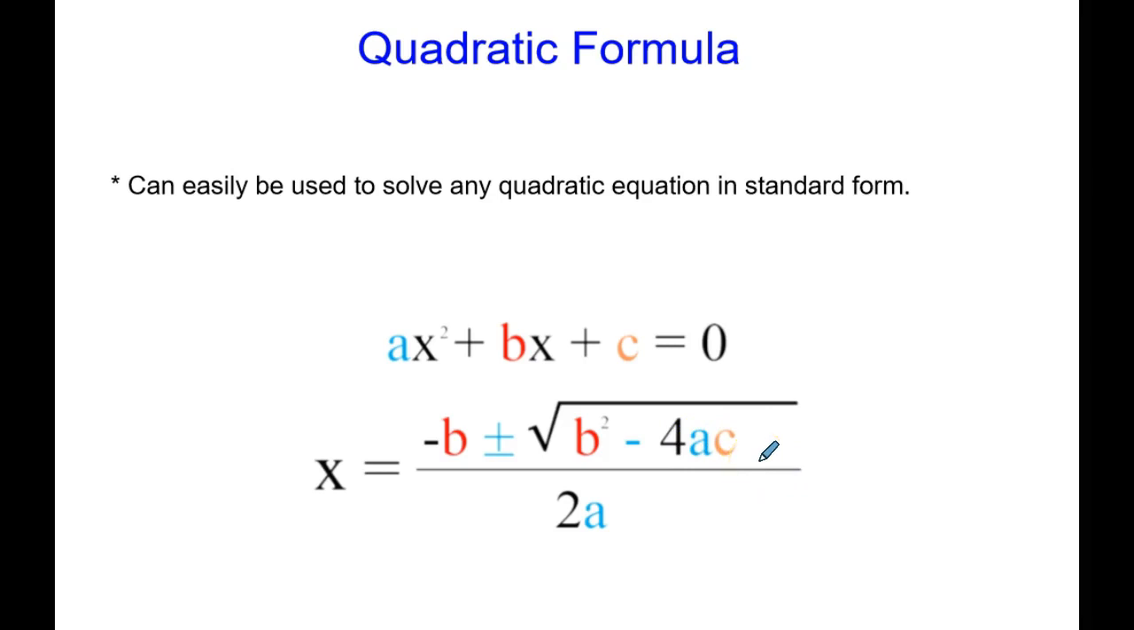This is the quadratic formula. This is a formula you need to know. X equals negative b plus or minus the square root of b squared minus 4ac, all divided by 2 times a.